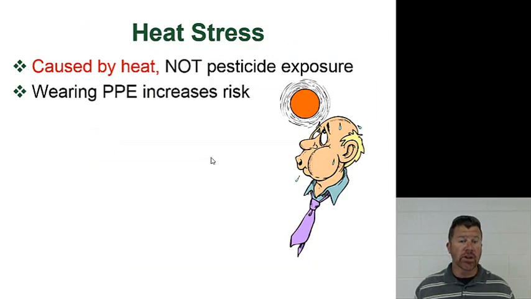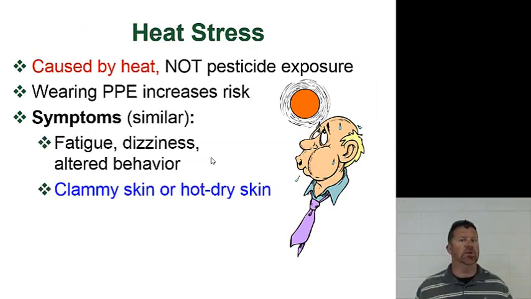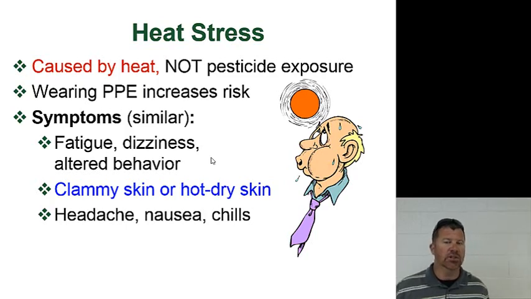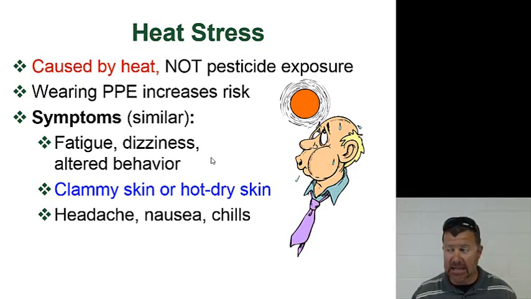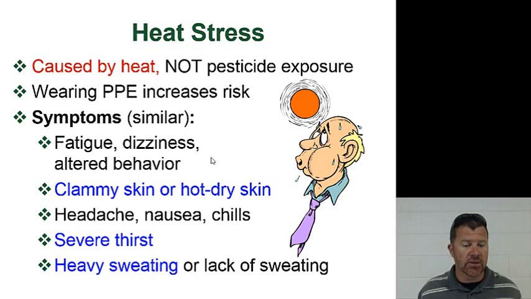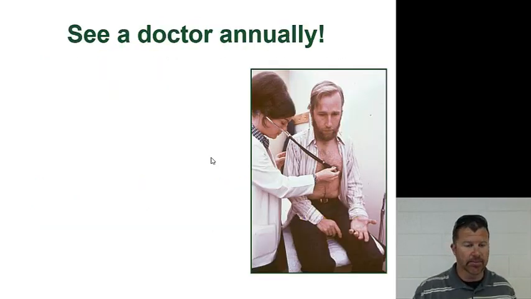Wearing PPE increases risks. You're wearing that hot plastic suit, face goggles, respirator, you're going to get hot. Symptoms are going to include fatigue, dizziness, altered behavior. You're going to have clammy skin, or it's going to be hot, dry skin. Headache, nausea, and then you're going to get chills. Have you ever worked outside in 95-degree weather and get chills? I have. It's a scary thing. You're sweating to death, it's 95 degrees, and then all of a sudden you get this cold chill where you're freezing. You've gotten too hot. Severe thirst, I keep that continuously. Heavy sweating or a lack of sweating.